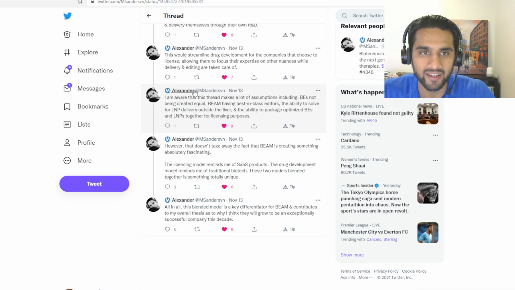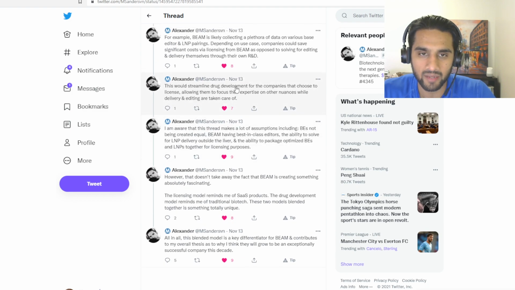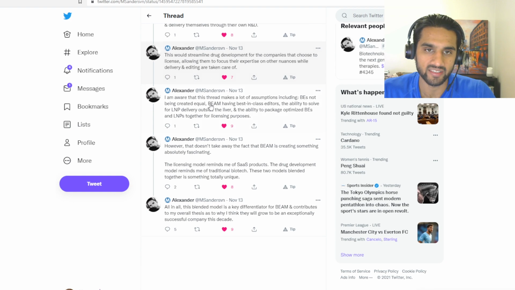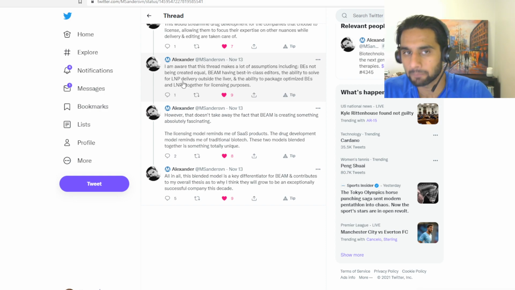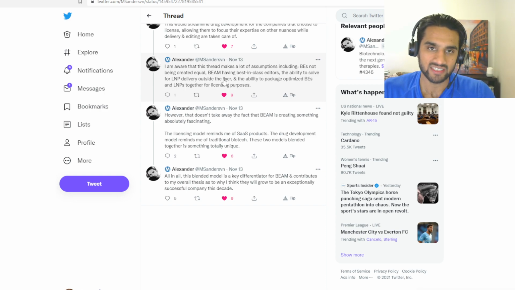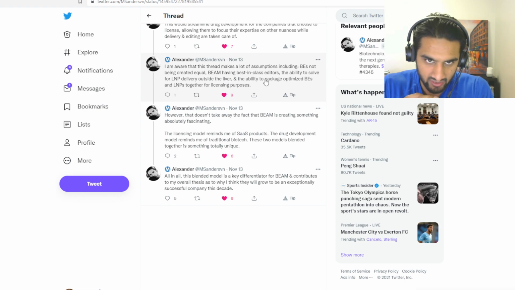It's just amazing, right? This would streamline drug development for companies that choose licensing, allowing them to focus their expertise on other nuances while delivery and editing are taken care of. I'm aware that this thread makes a lot of assumptions, including base editors not being created equal, having the best-in-class editors, the ability to solve LNP delivery outside the liver, and the ability to package optimized base editors for LNPs together for licensing purposes.